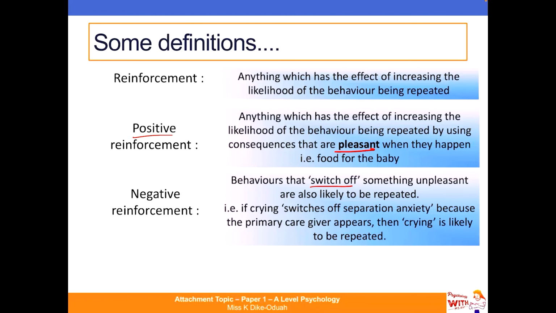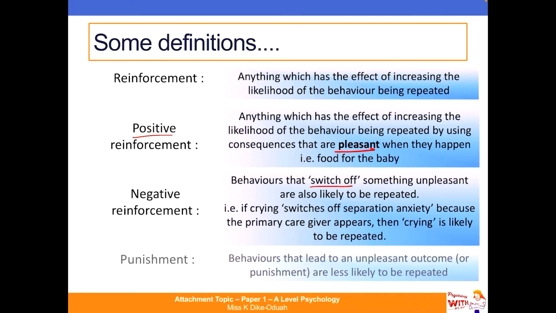When a baby is separated from their primary caregiver, they experience the unpleasant feeling of feeling anxious. The baby then cries, and as a result of their crying, the primary caregiver appears, and all of a sudden that separation anxiety is removed. The mother's presence or the father's presence has switched off the unpleasant feeling of separation anxiety, and that's what we would call negative reinforcement. In contrast, you've got punishment.